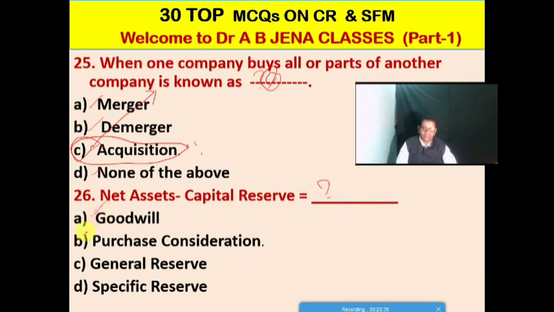So next one, net assets minus capital reserve is what? A, goodwill; B, purchase consideration; C, general reserve; D, specific reserve. Friends, B is the right option. Net assets minus capital reserve is equal to the purchase consideration. B is the right option for this MCQ.